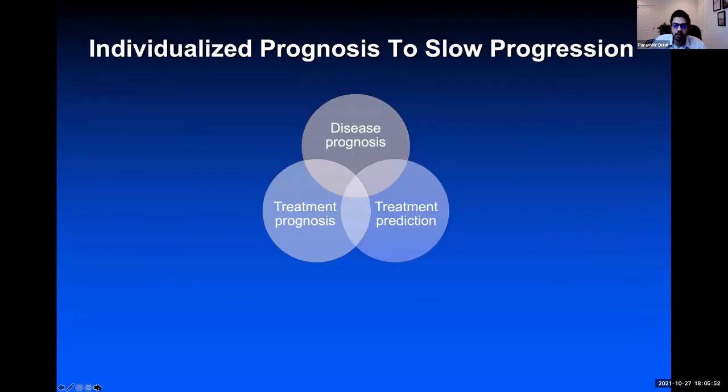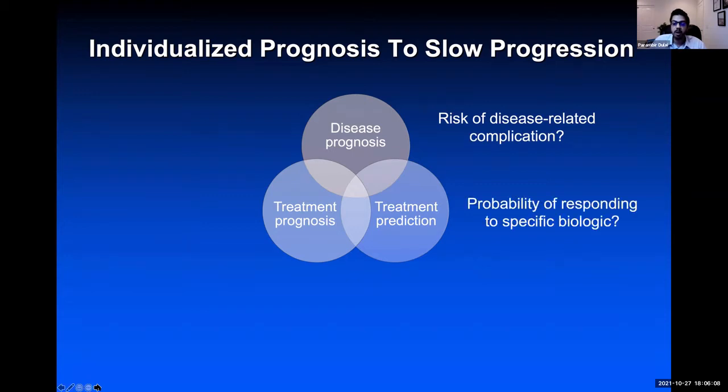So one of the first things you want to do and think about is individualizing prognosis to slow the progression of the disease. And you want to think about three key domains: disease prognosis. What's the risk of a disease-related complication at baseline for an individual patient? Treatment prediction. What's the probability of them responding to a specific drug if you were to start it? And what's the treatment prognosis? The risk of a complication despite being on a treatment.